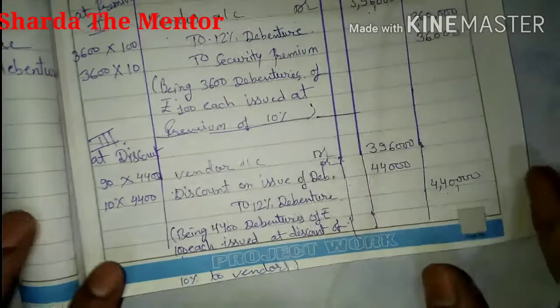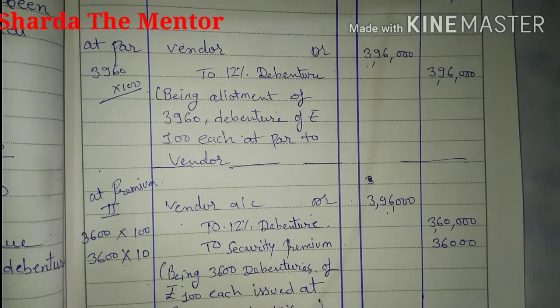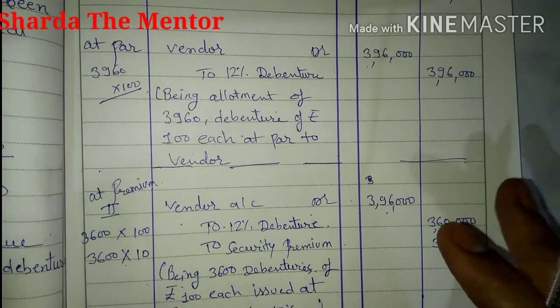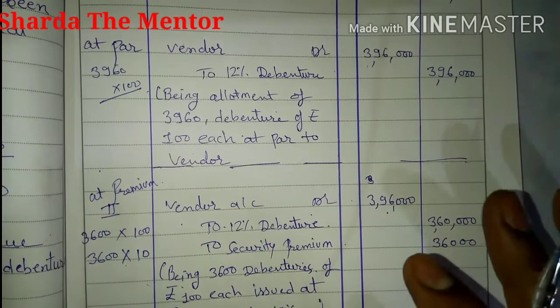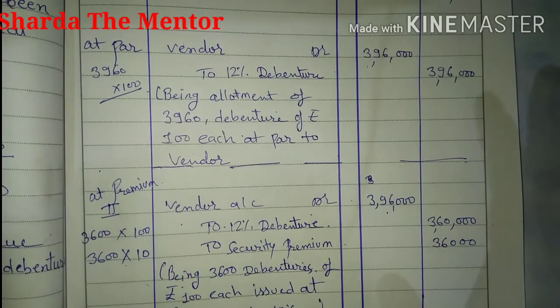So in that way we can solve the question. That is the three conditions that I have covered. In the next video we will do some more questions that are also related to consideration other than cash, but in that some more entries will be there that I will tell you in the next video.